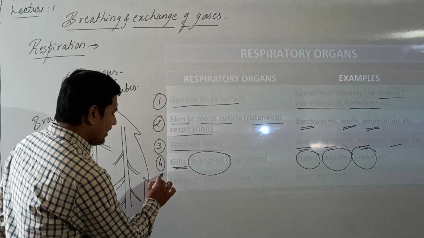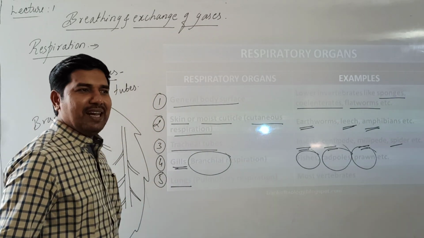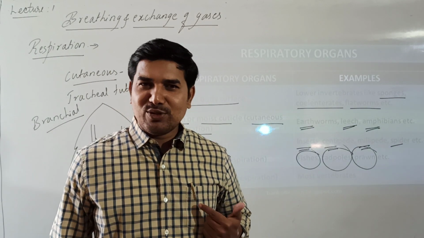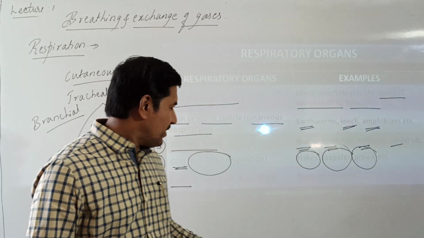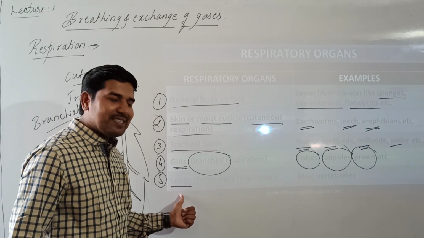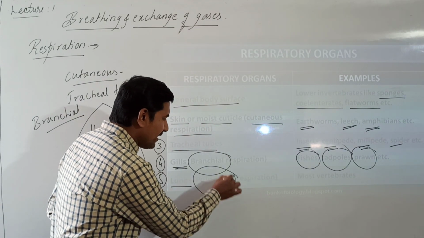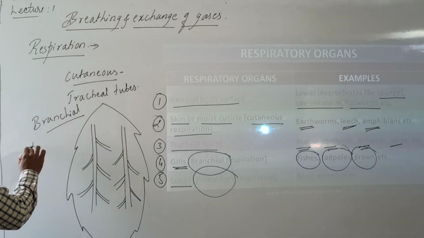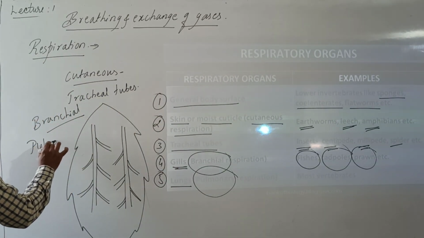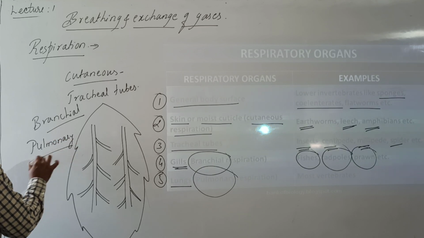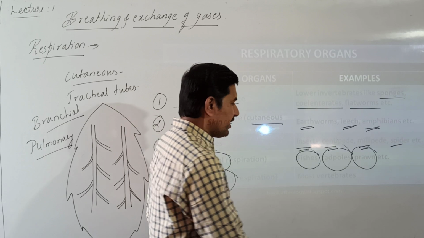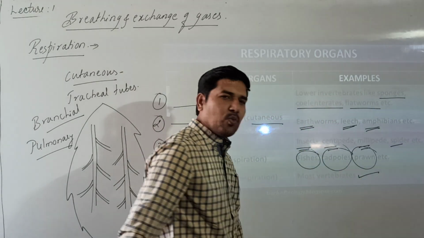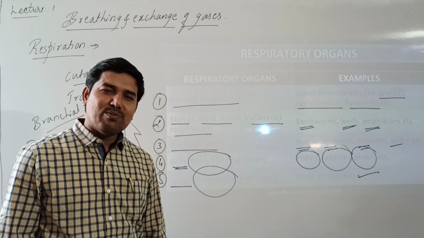Then the fifth one, respiration through the lungs. How do we respire? Through the lungs. How many lungs do we have? A pair of lungs. So respiration through the lungs is said to be pulmonary respiration, and it is observed in most vertebrates.